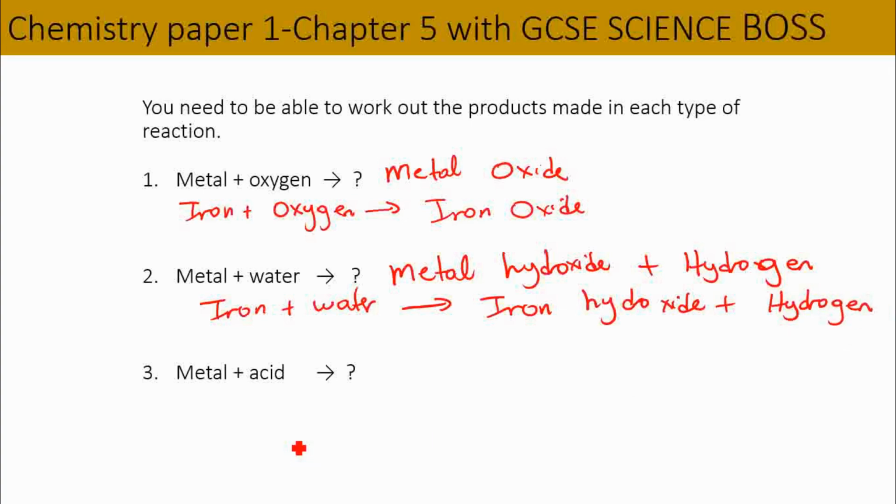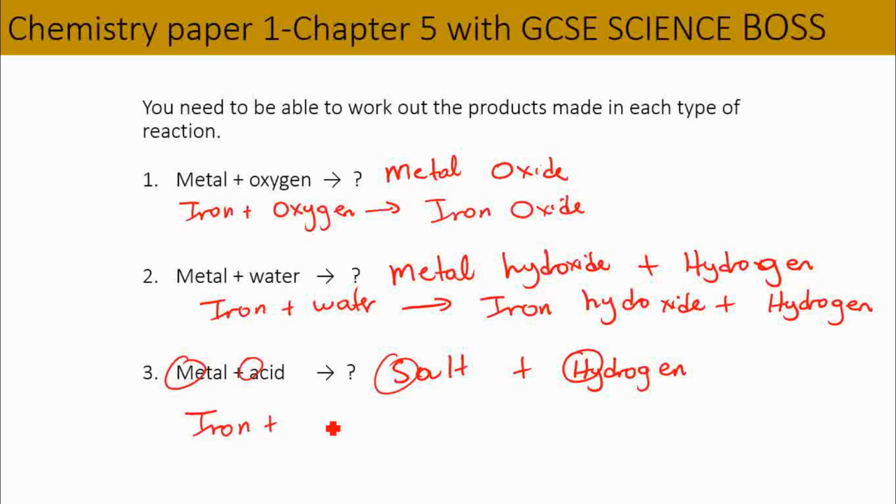Then if you're reacting a metal and an acid, you will always form a salt and hydrogen gas. You can use MASH to remember that. So for example, if you're reacting iron with, let's say, hydrochloric acid, you are going to form iron chloride, which is the salt, plus hydrogen gas.